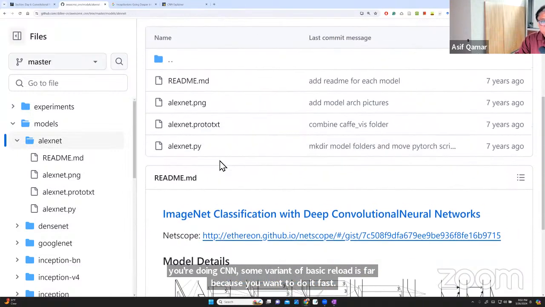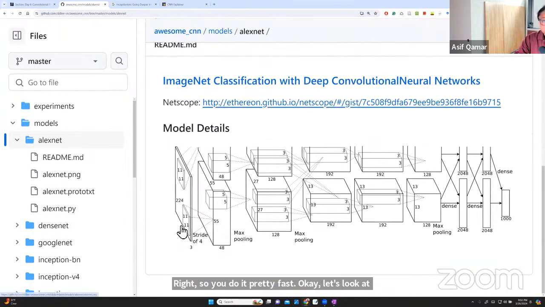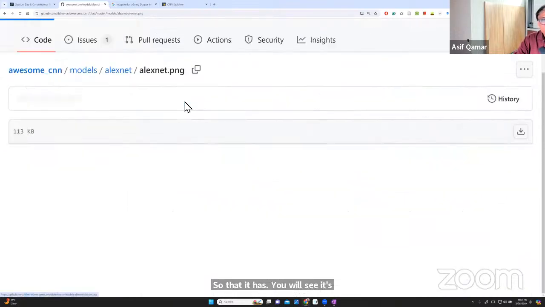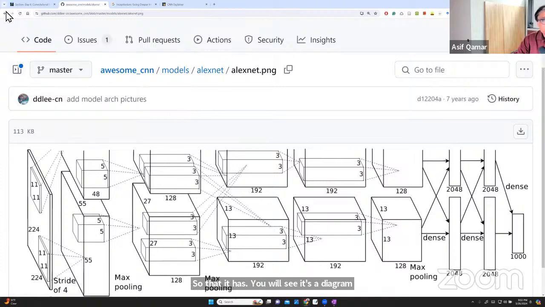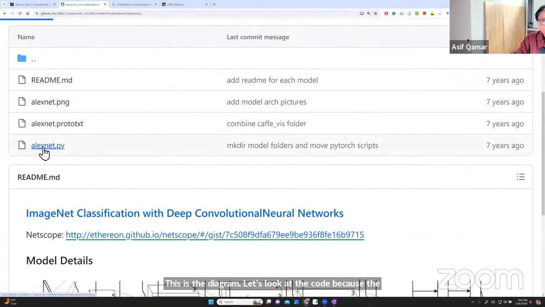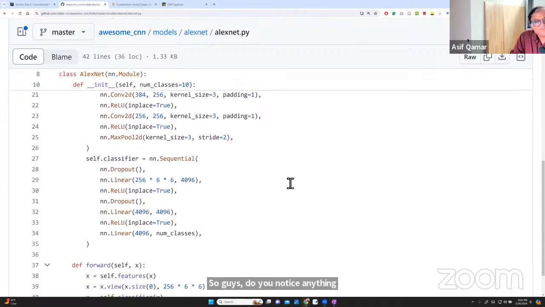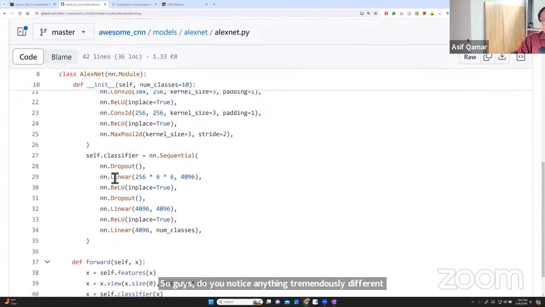Okay, let's look at now AlexNet. Oh, what do we see? It's a little bit more complicated. Do you see that, guys? It's a little bit more complicated, but it is pretty much the same architecture, except that you will see its diagram. This is the diagram. Let's look at the code because the code makes things much more clear. There we go. So guys, do you notice anything tremendously different here? Classifier is just the feed forwards at the very end. That is easy, right? Because they use one dropout also. What is dropout?